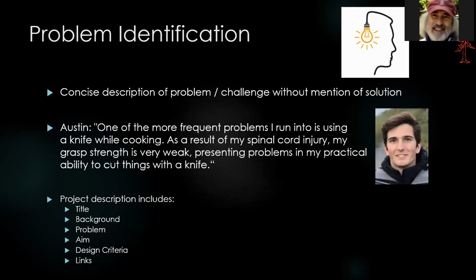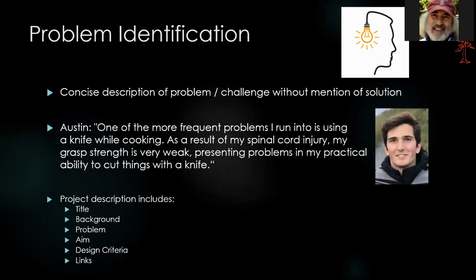Another part of the project description is the design criteria, which I'll get into on the next slide. And the last thing I include in my project description is links to maybe Austin's webpage, or something about spinal cord injury, or maybe a website about cooking with a disability. These are things for students to refer to for some information.